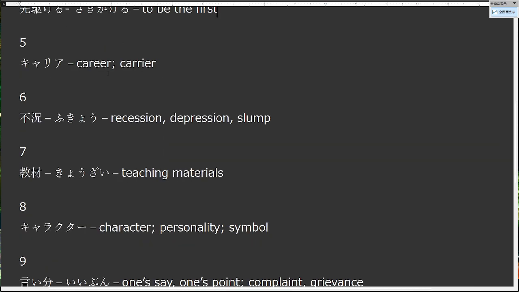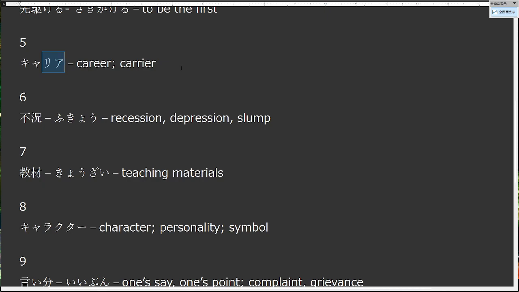Number 5 is an all katakana kyaria, which either means a career, or a carrier. A kyaria is a career or a carrier. Directly from the English for career or carrier is kyaria.